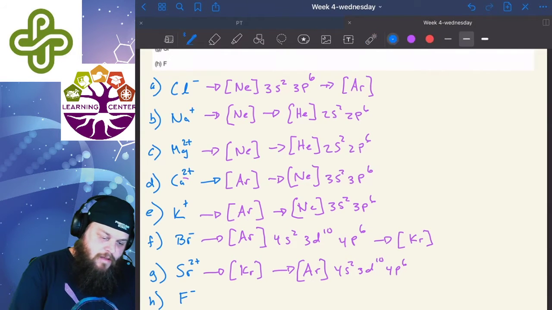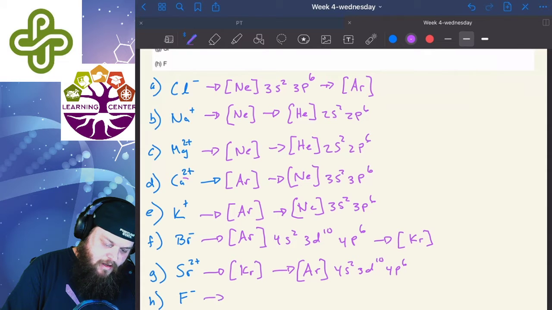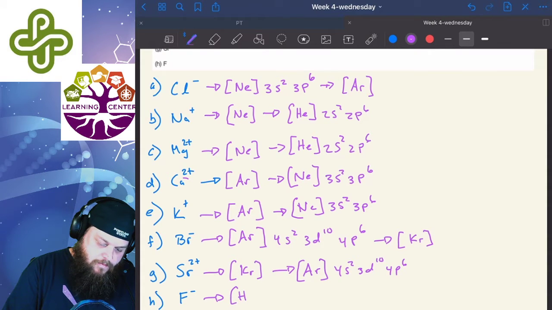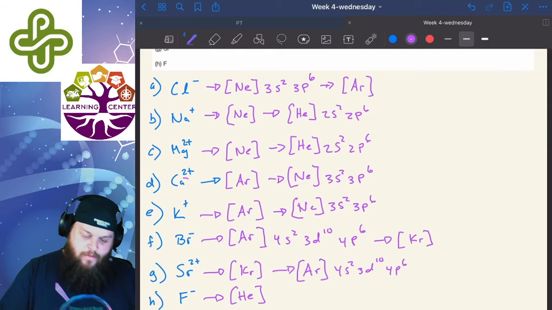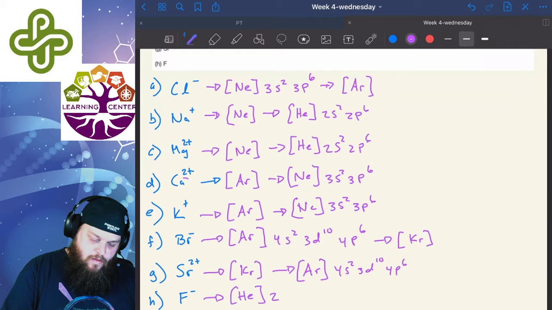So fluoride, I digress. Fluoride really has a helium core to it, and then it would normally have 2s2, 2p5, but it's going to go up to 6. But that's really the same as saying an argon core.